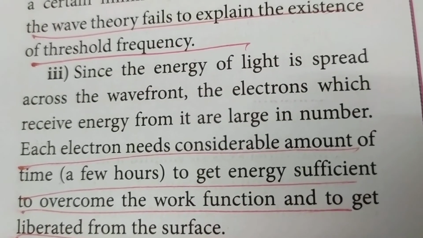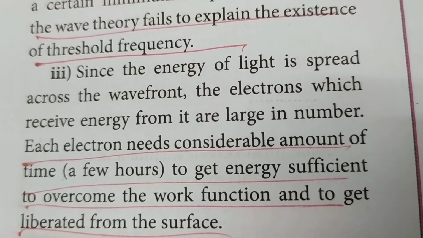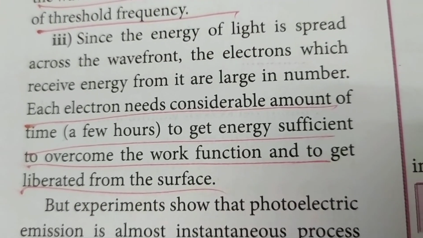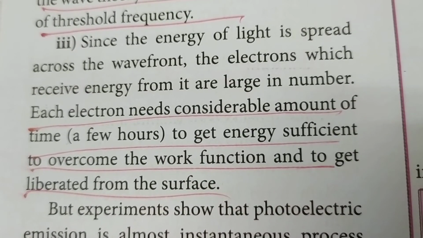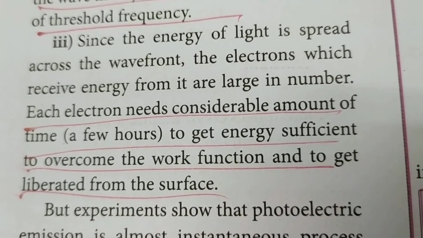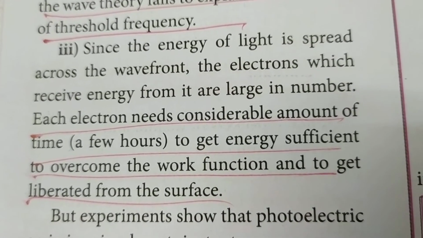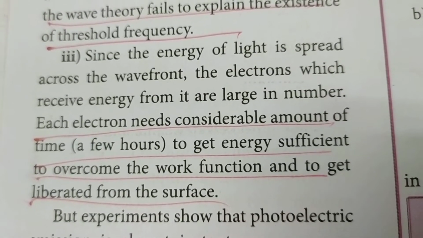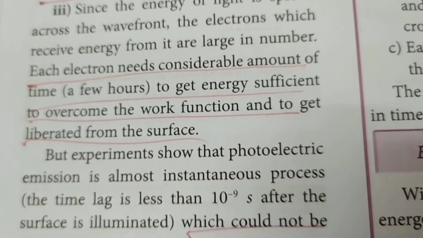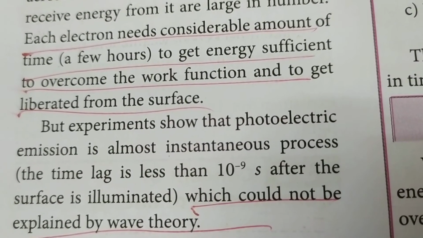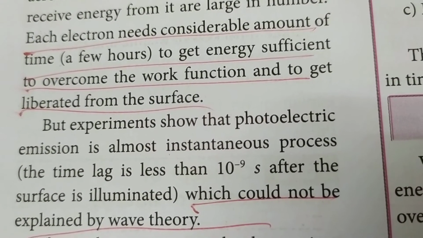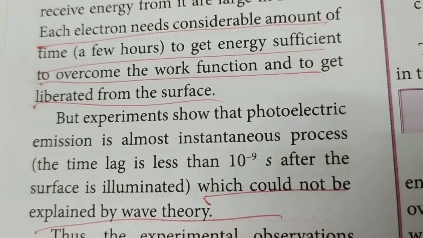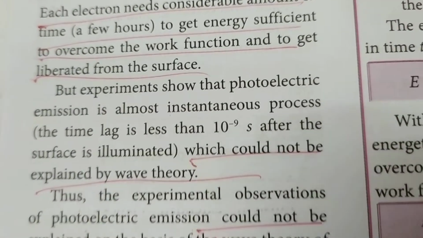Also, according to the wave theory, the energy of light is spread across a wavefront. That is, it is a continuous form of energy, but it is not like that. Suppose it were a continuous form of energy, it would take some time to liberate the electron. But the electrons are emitted immediately after the ultraviolet light falls on the metal plate. So it is an instantaneous process, with a time lag of less than 10 power minus 9 seconds. Within this time, the photoelectrons are liberated. This property is not explained by wave theory.